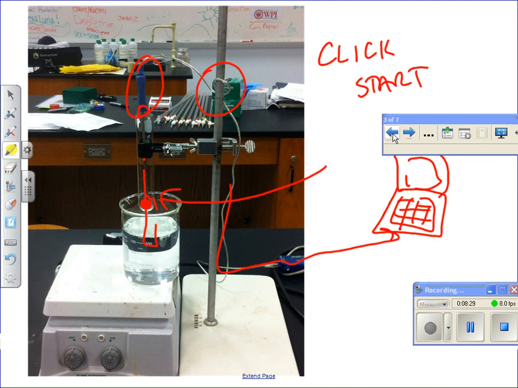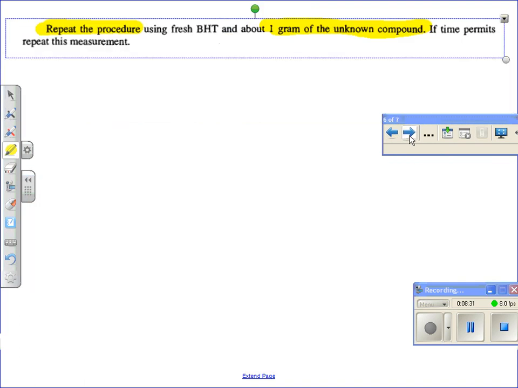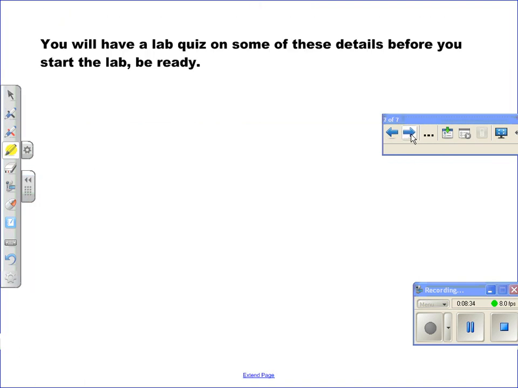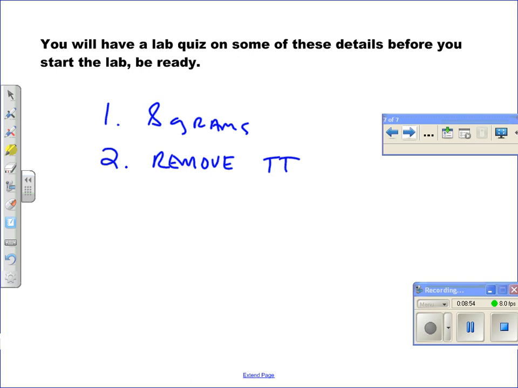So some key things you need to remember for points in case I ask. The basic one is, how much BHT do you need? You need 8 grams. You're going to weigh it out on a weigh boat and dump it in the test tube. When do you click on the computer? You click start on the computer when it has been liquefied and you remove it from the bath. So once you remove the test tube from the bath, that's when you click start on the computer. From bath, click start.